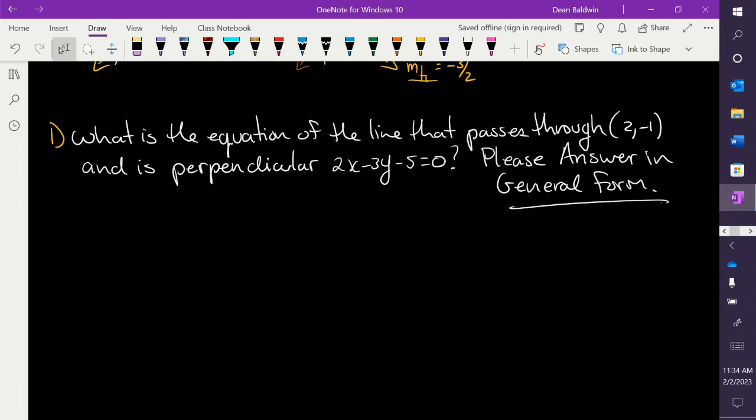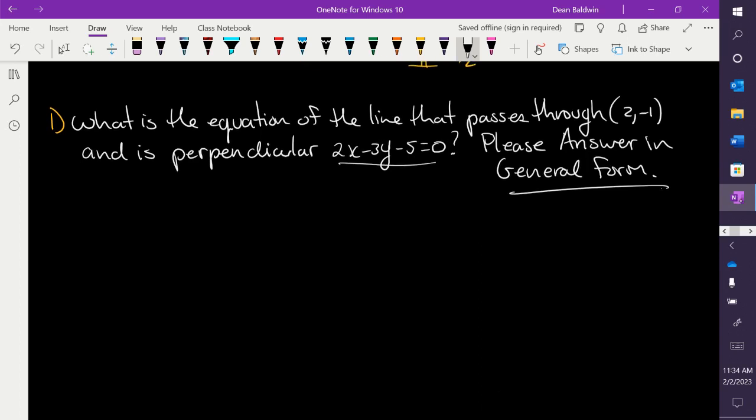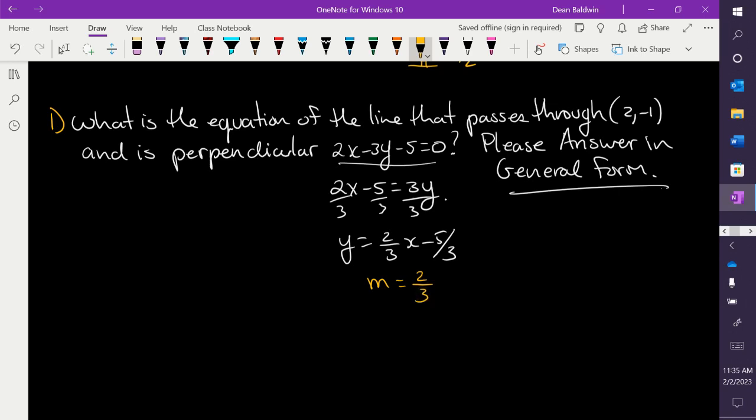So right now it's in standard form or general form. I have to rewrite that to figure out the slope. So I want to put it in mx plus b. You want to solve for y. So I'm going to move the 3y over, and then you'll divide off the 3. You get y is equal to 2/3 x minus 5/3. What's the slope of that line? 2/3, right? The number in front of the x.